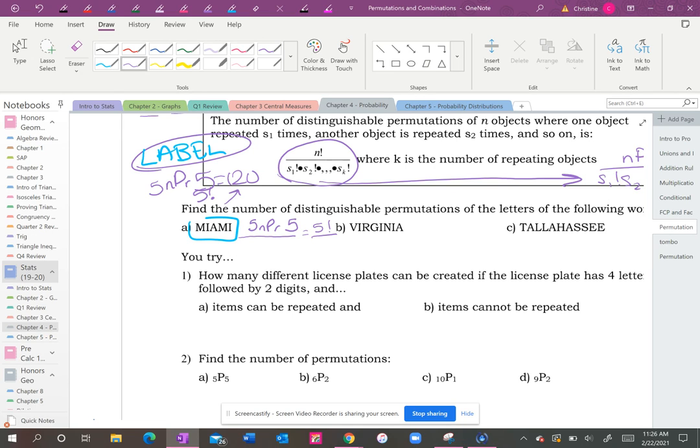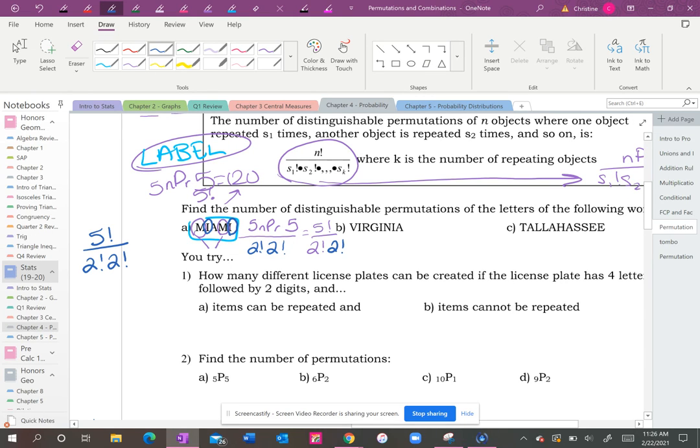And then you're going to look at what repeats. So if you look at the word Miami, you have M's that repeat. How many M's do you have? You have 2. So you're going to put that as a factorial. You also have I's that repeat. And so I'm going to put another 2, which represents the I's. And so you wind up getting 5 factorial over 2 factorial times 2 factorial. If you did it with permutation notation, that's fine. You would still put underneath here 2 factorial times 2 factorial.